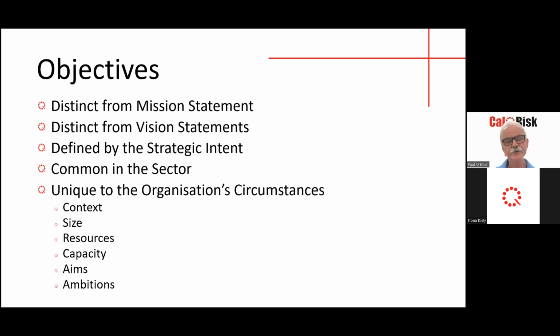So what you're looking at here are the context, the size of the organization, the resources it has, the capacity, and the aims and ambitions. Now, I talk about aims and ambitions. Again, this is informed by where you're at. So you can be a very small player, or you might be a startup, and your ambitions will be different completely from the market leader who's been well established in the sector for a long time. So the organization's circumstance will define, determine, and affect the objectives as they're developed.